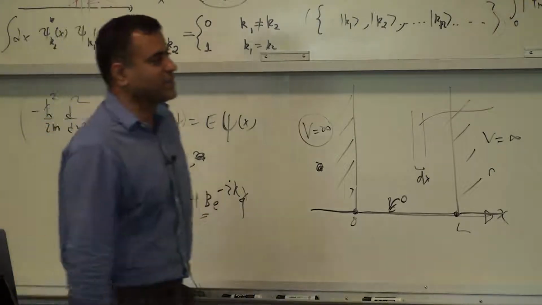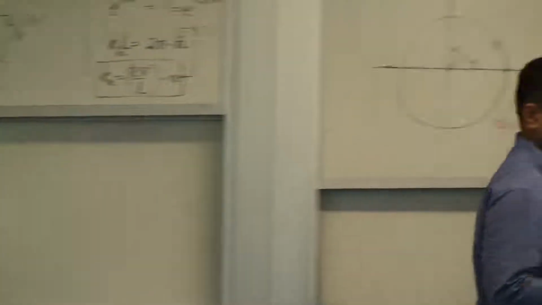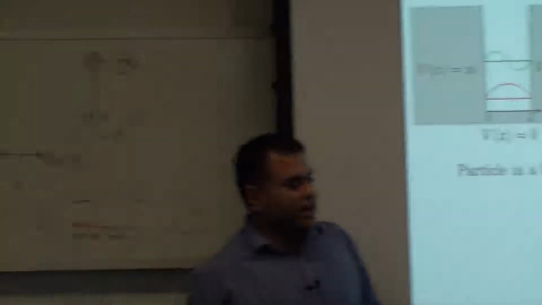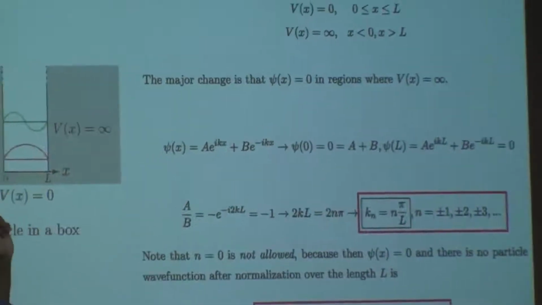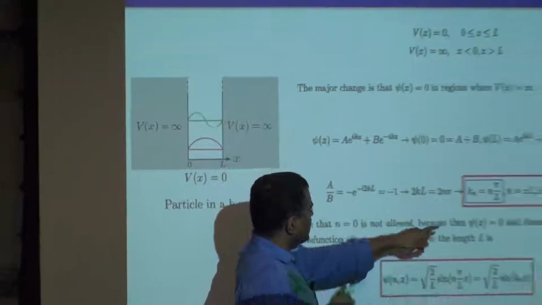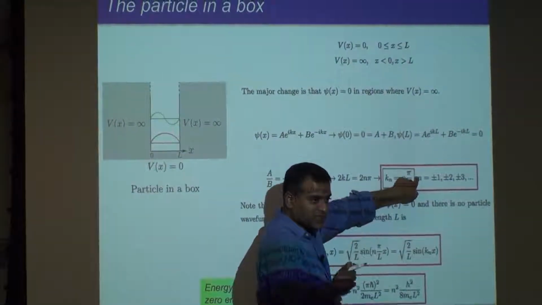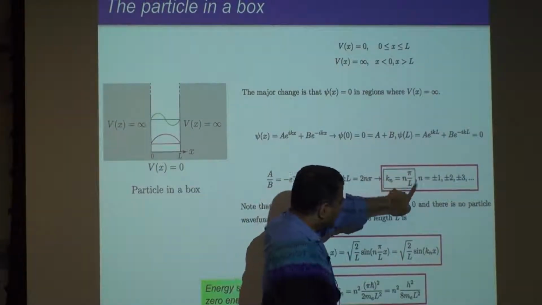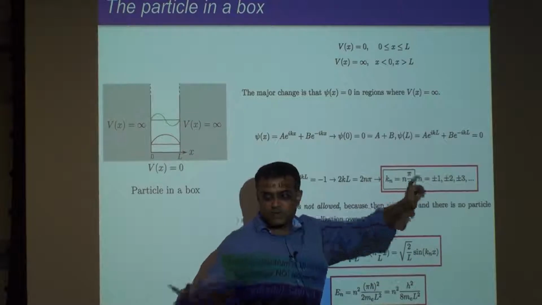You find your wave function, and because you found your wave function, you know everything now: momentum, all that stuff. That's the way you solve this. What comes out of this is that k is very similar to the particle on a ring, except it's n times pi over L, not 2 pi over L, but pi over L. And n equal to 0 is not allowed anymore here.